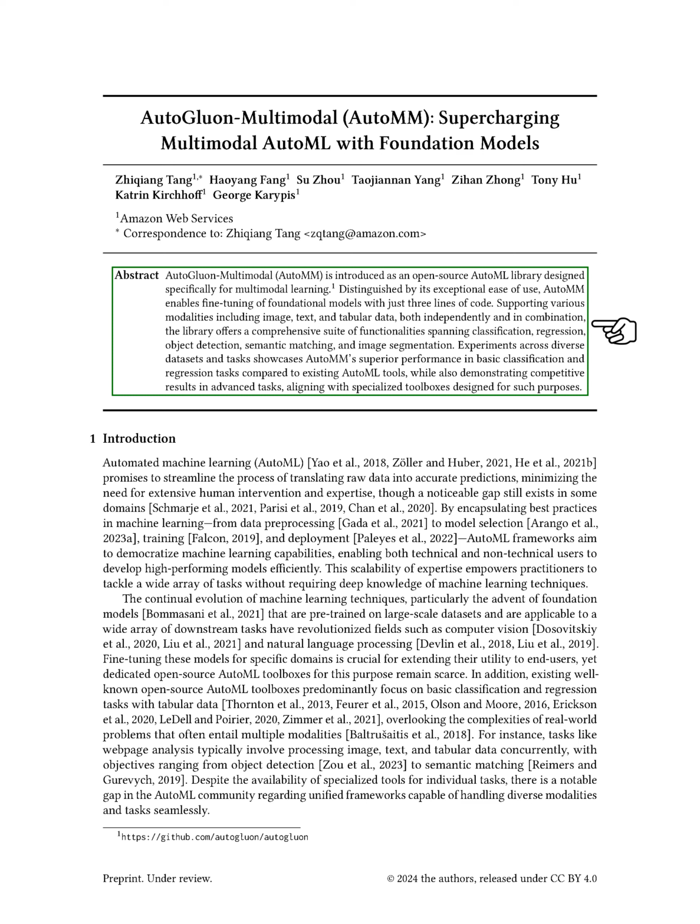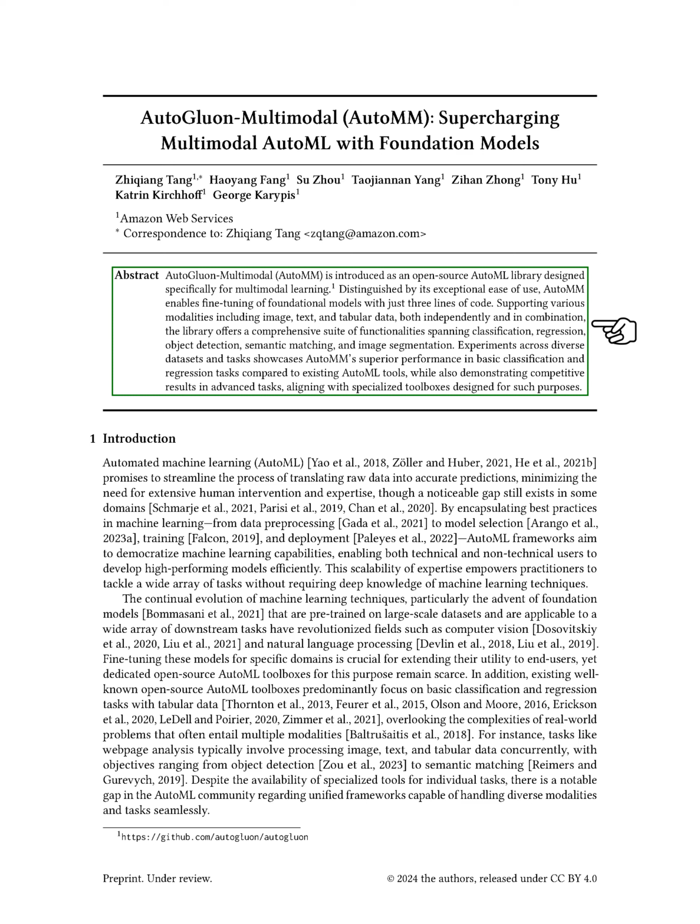The evaluation of AutoMM faces challenges due to the lack of benchmark datasets covering multiple modalities and tasks, as well as the scarcity of competing AutoML libraries with similar functionalities. To overcome these challenges, we curated a benchmark dataset comprising 55 publicly available datasets covering diverse tasks. In comparison with AutoKeras, AutoMM showed superior performance in basic classification and regression tasks across different datasets. For advanced tasks like semantic matching and segmentation, AutoMM demonstrated comparable performance with task-specific open-source libraries.